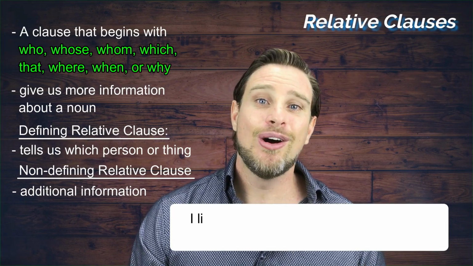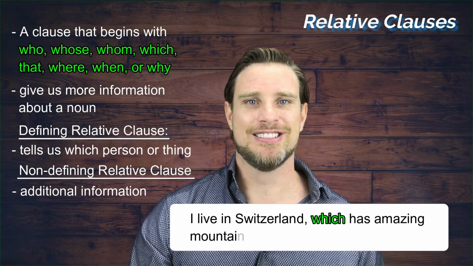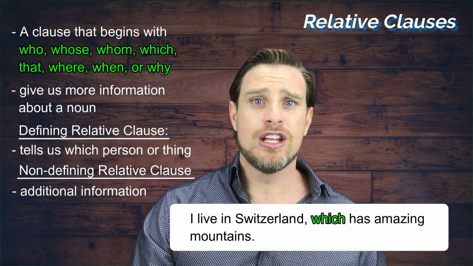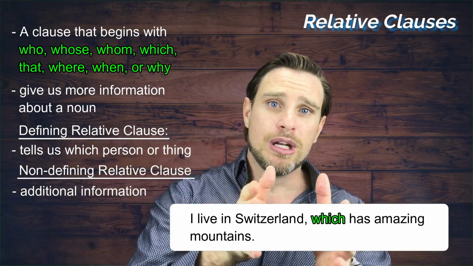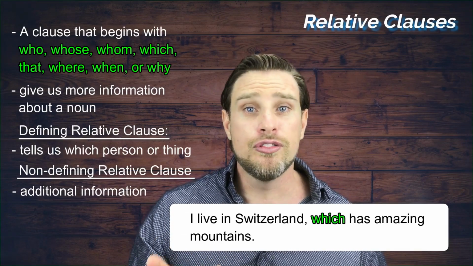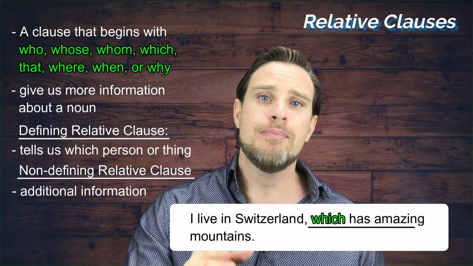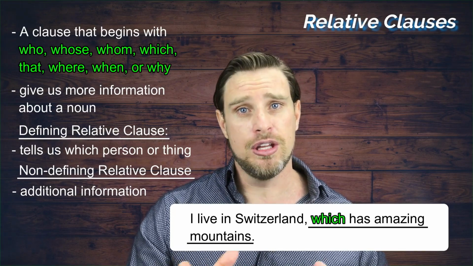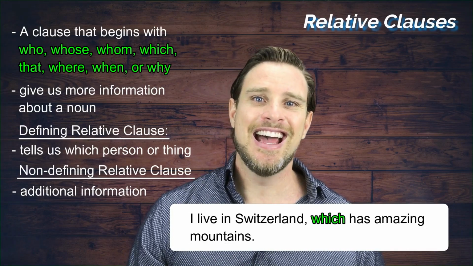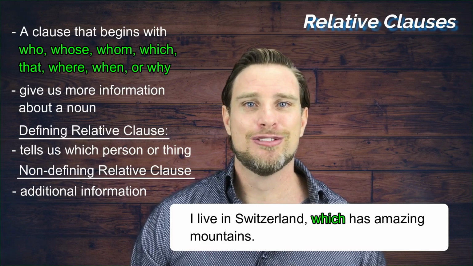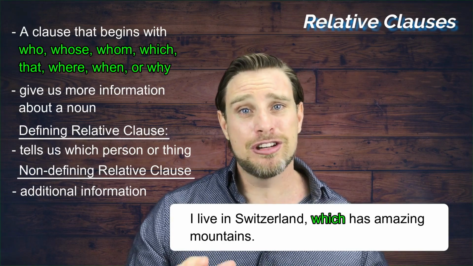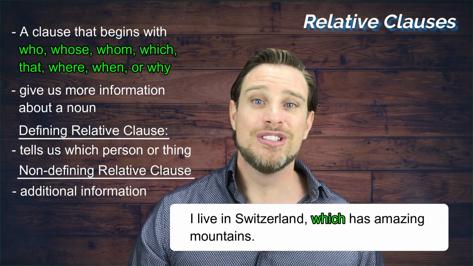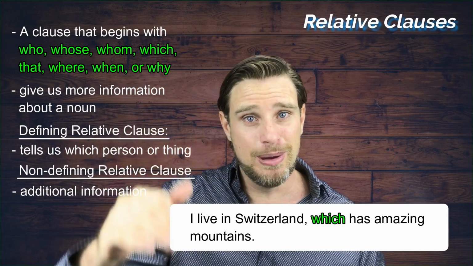Another example. I live in Switzerland, which has amazing mountains. So another point on all relative clauses, defining or non-defining, they can go at the end of a sentence or in the middle of a sentence. That's fine. So the non-defining relative clause is which has amazing mountains. It starts with which and provides more information about a thing, specifically Switzerland. And this is another example of a non-defining relative clause, isn't it? Because it's extra information. I live in Switzerland. This makes sense on its own. Which has amazing mountains is extra information.